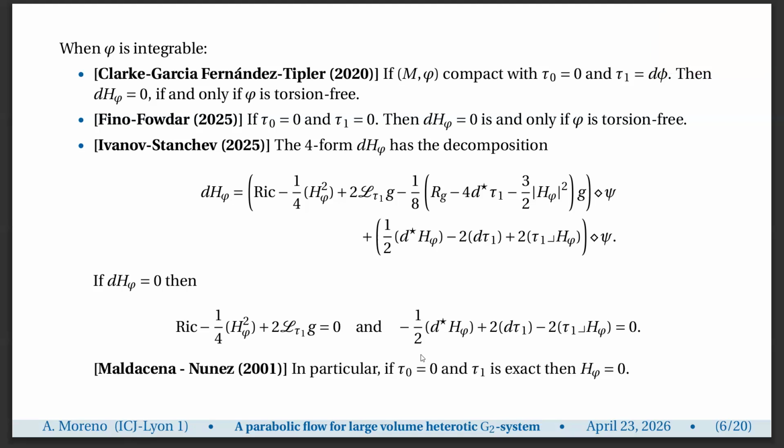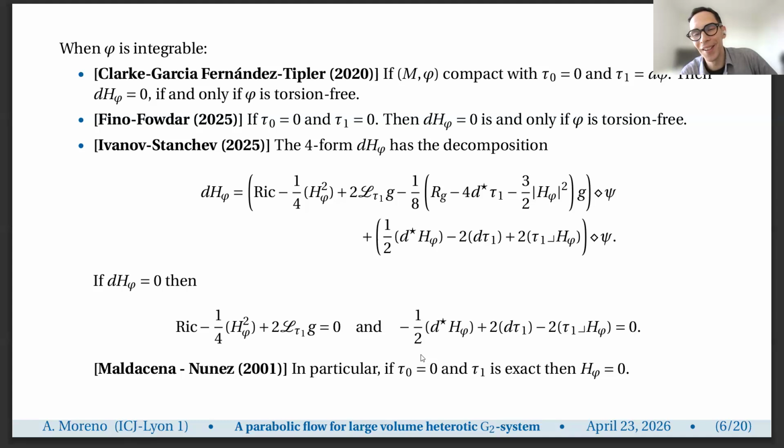Sorry, Andres, can I ask you a question? Yes, sure. When you say, okay, if dH phi is equal to 0, then you have this Ricci minus H squared plus the derivative of g, and then you have this other piece. So if you impose 0, then the first is 0, but why don't you have some condition on scalar curvature, or is this just a trace of the first? Yes, that is one of the issues.